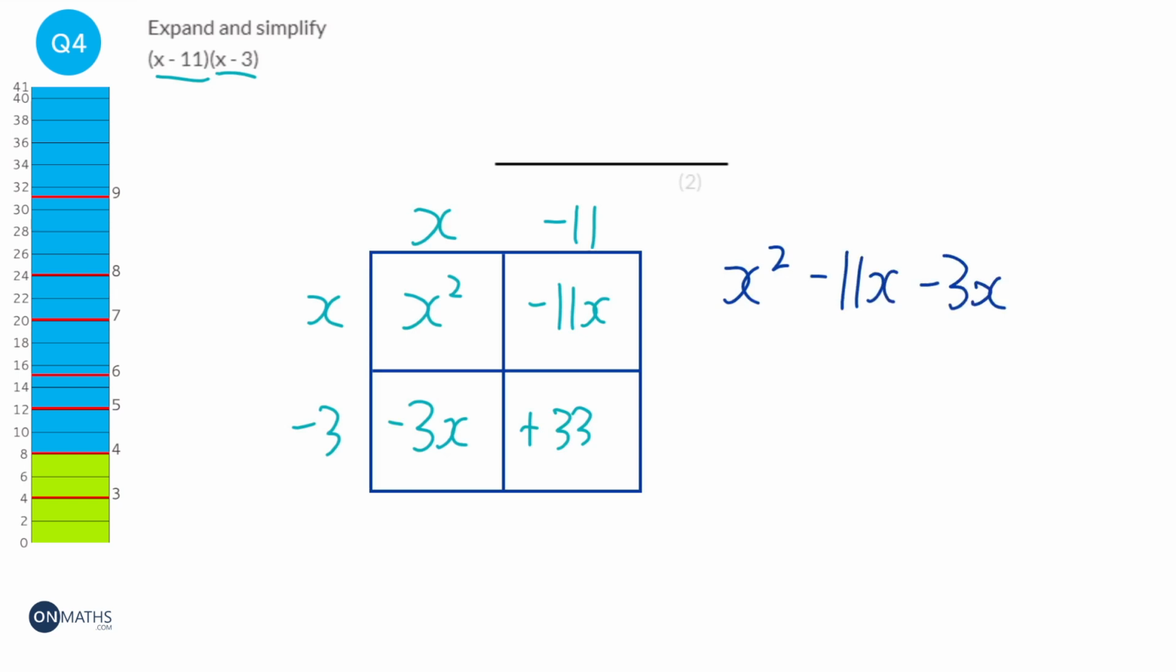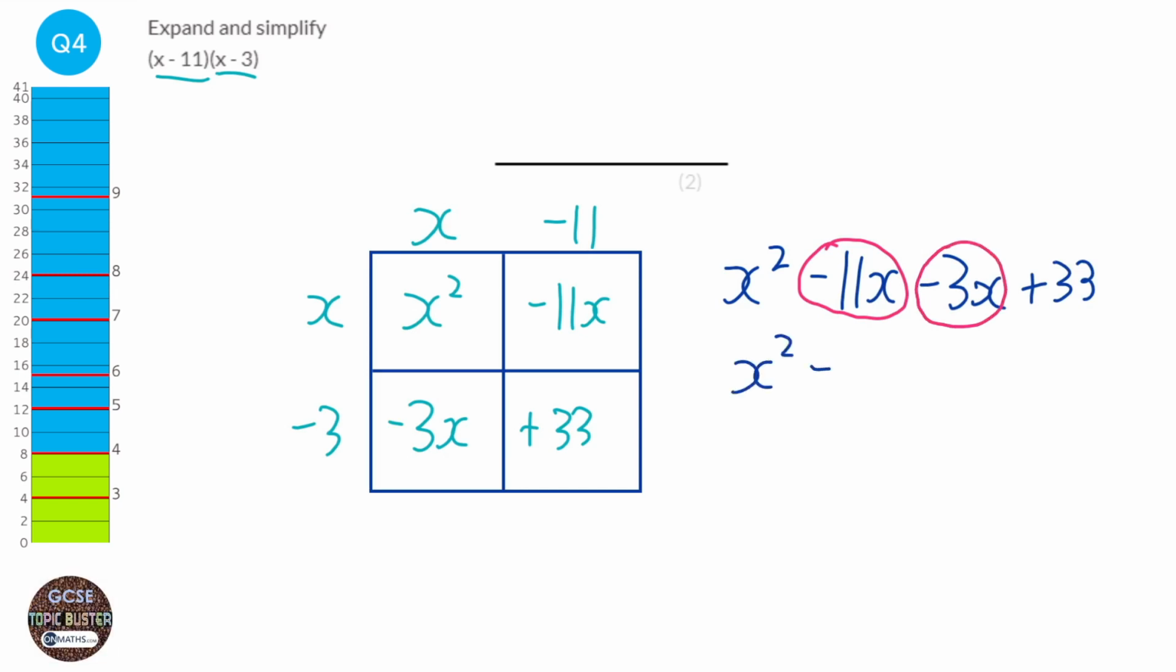and you'll notice here that we can simplify. So we've got two x terms, so we can collect the x terms, and that will give us x squared minus 14x plus 33. So our answer is x squared minus 14x plus 33.